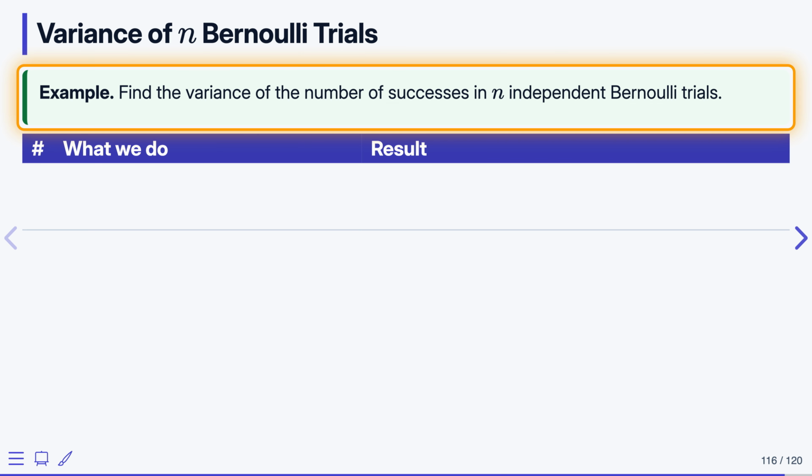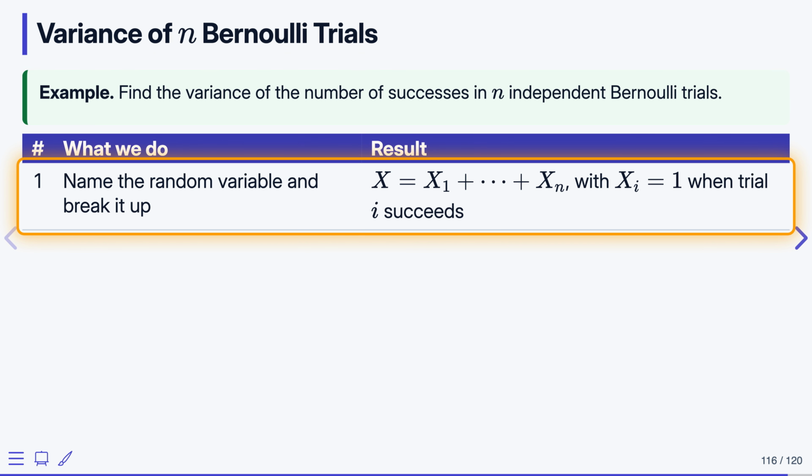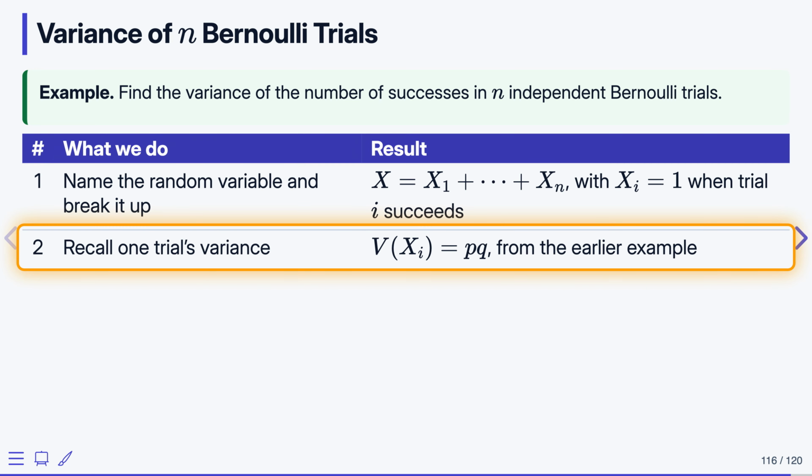Now find the variance of the number of successes in n independent Bernoulli trials. Step 1. Name the random variable. X counts the successes, and we break it into one indicator per trial, exactly as we did for the expected value. Step 2. We already worked out the variance of one indicator. It is p times q, and the trials are independent, so Bernoulli's formula applies.